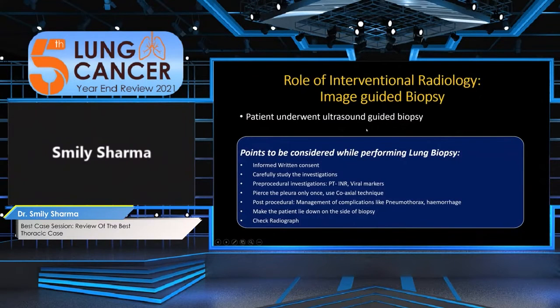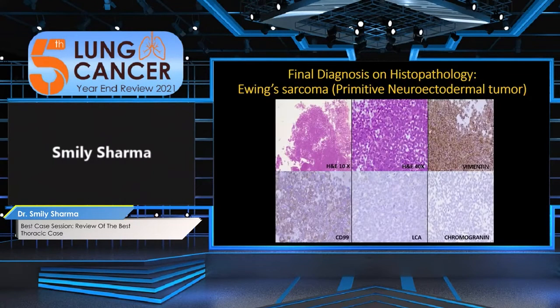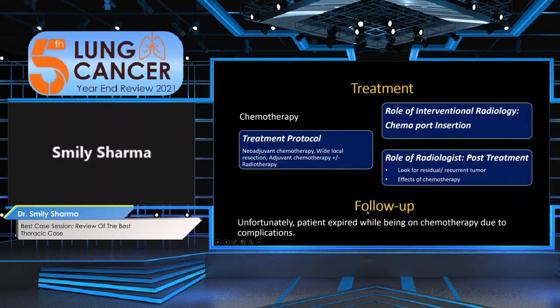The patient underwent ultrasound guided biopsy in our institution under proper aseptic precautions. The final histology turned out to be Ewing sarcoma primitive neuroectodermal tumor, as was evident with the presence of blue round cell tumors showing positivity on vimentin and CD99. The patient was kept on neoadjuvant chemotherapy and was further planned for surgery. However, she expired while being on chemotherapy due to complications.